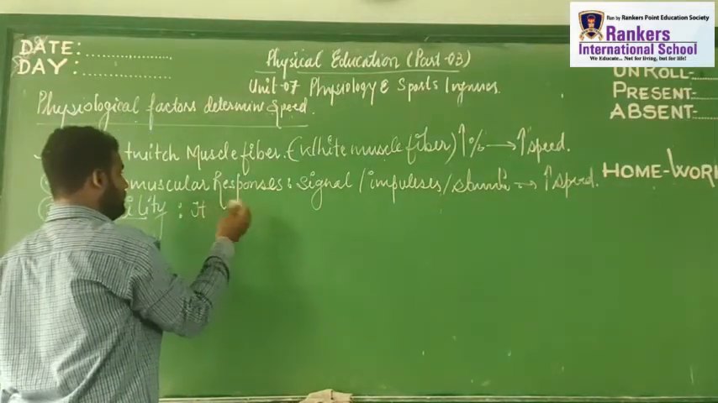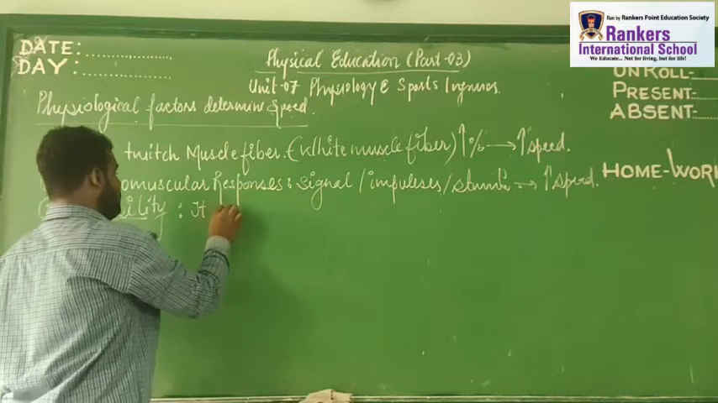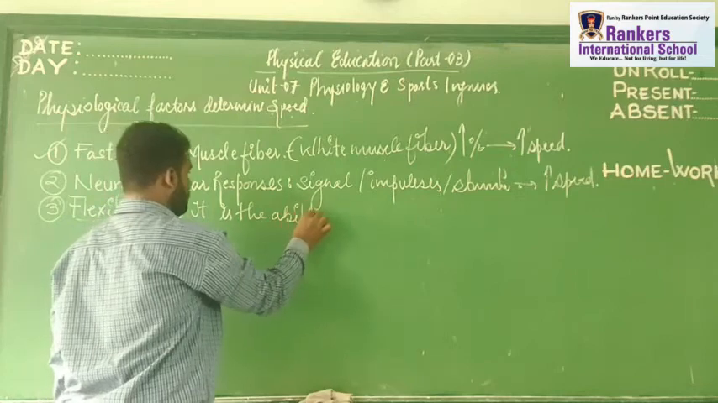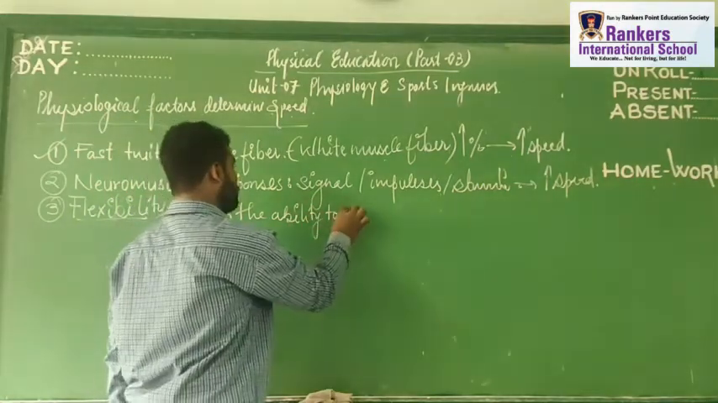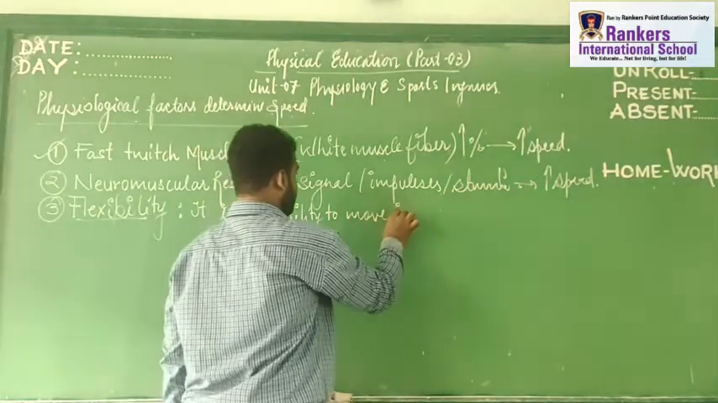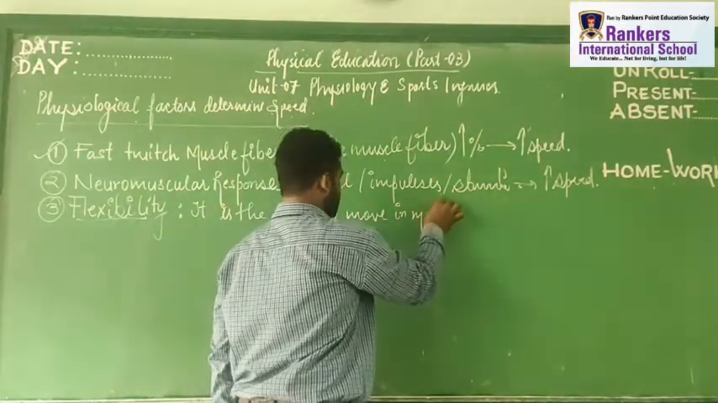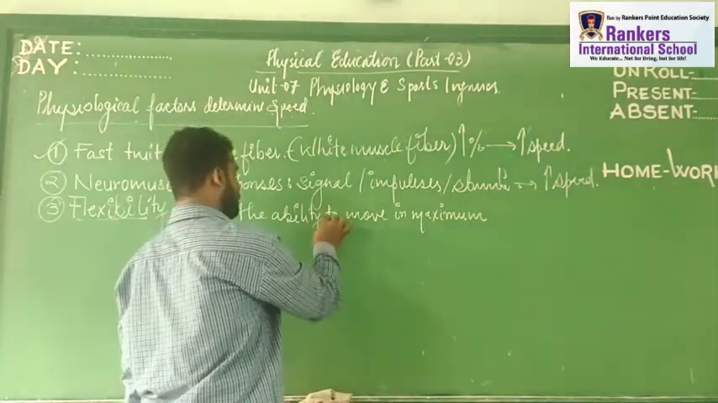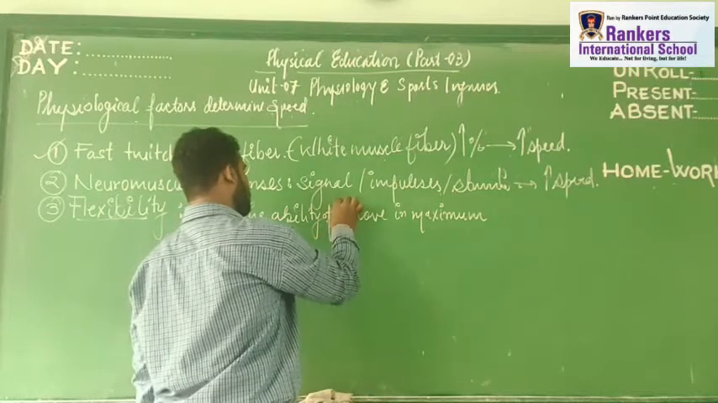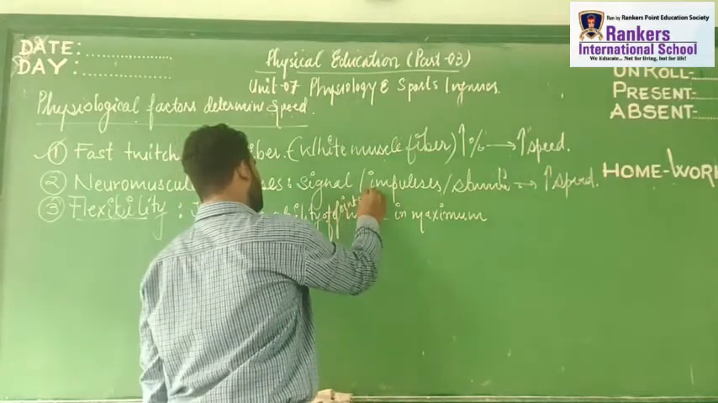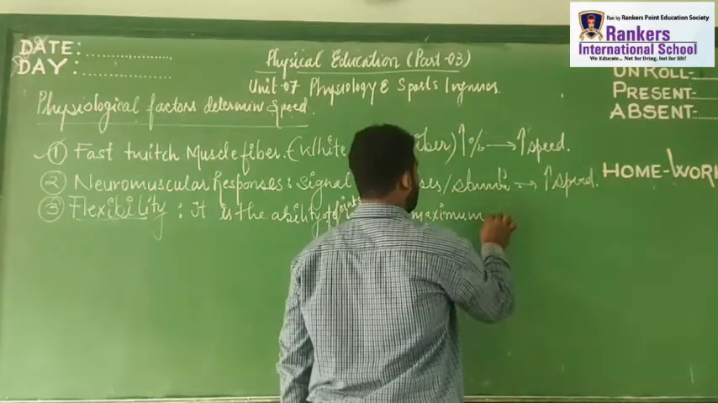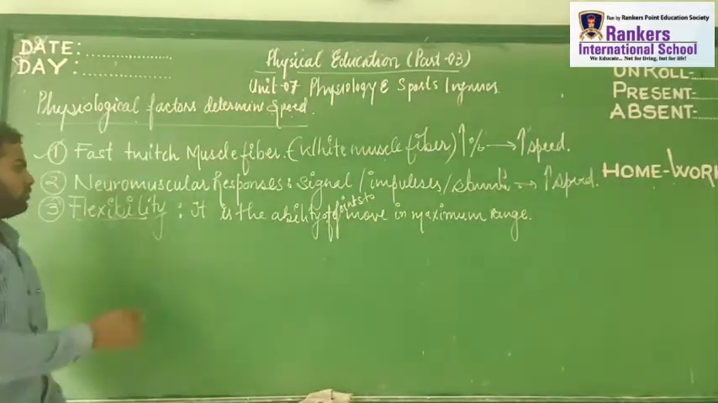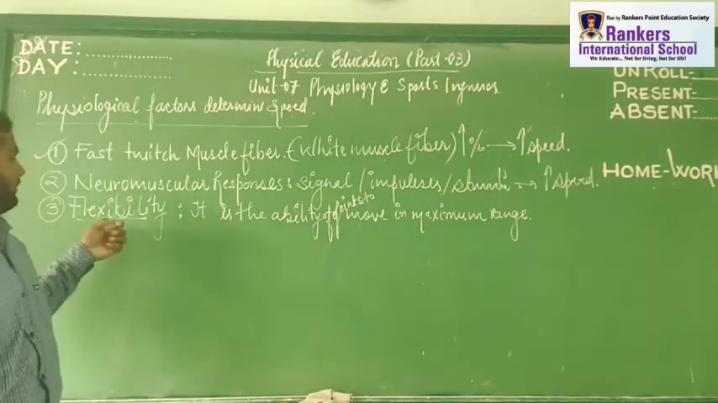We'll learn it again also in the next session or in the upcoming topic. It is the ability to move, ability of what? The ability of our joints to move in maximum range. So the ability of our joints to move in maximum range, it means I am talking about this flexibility.